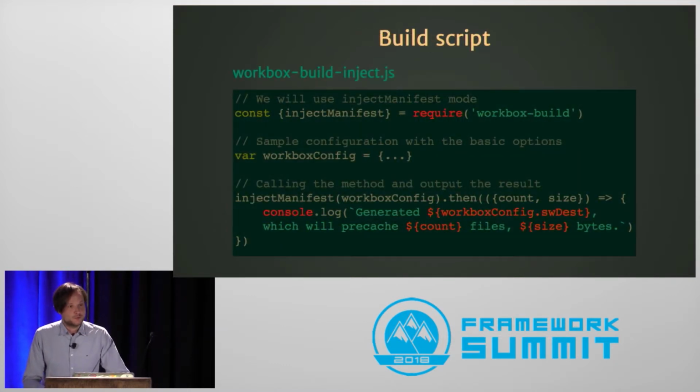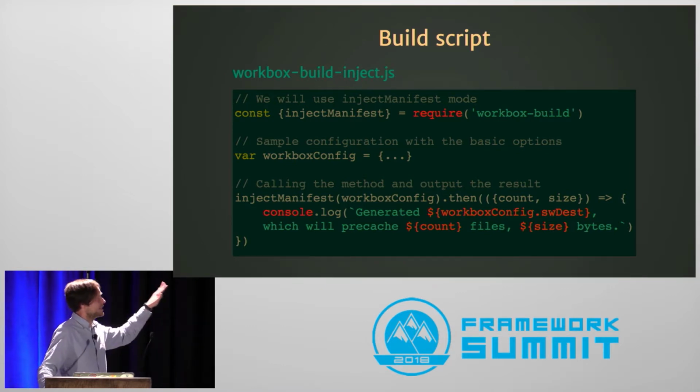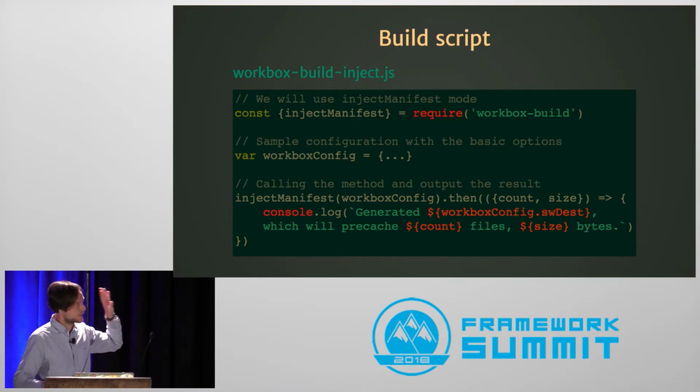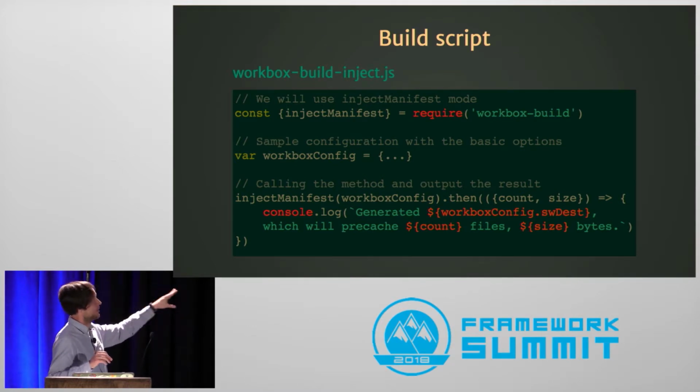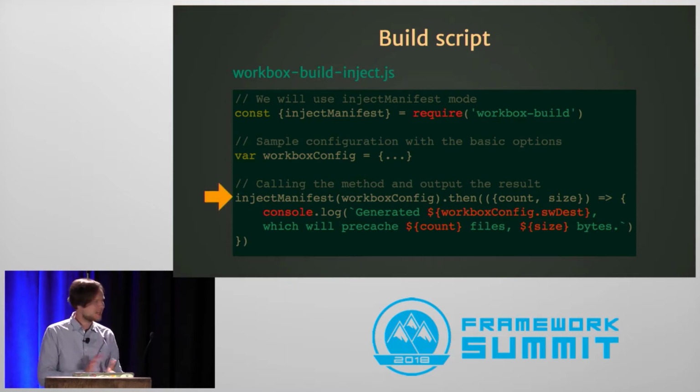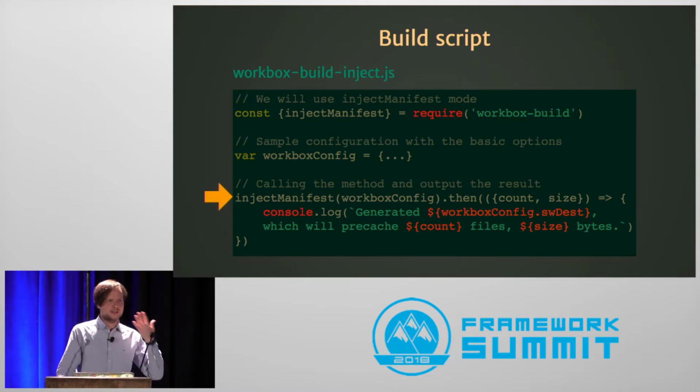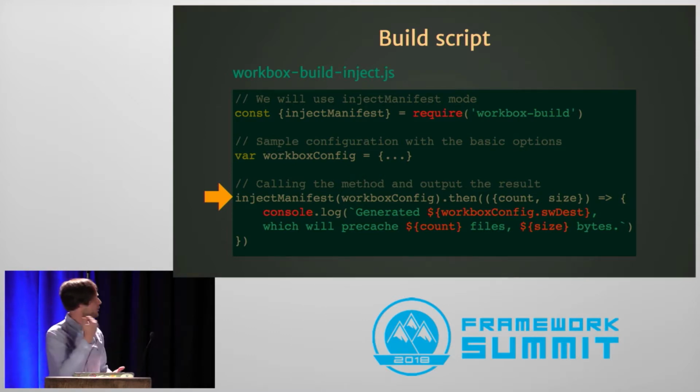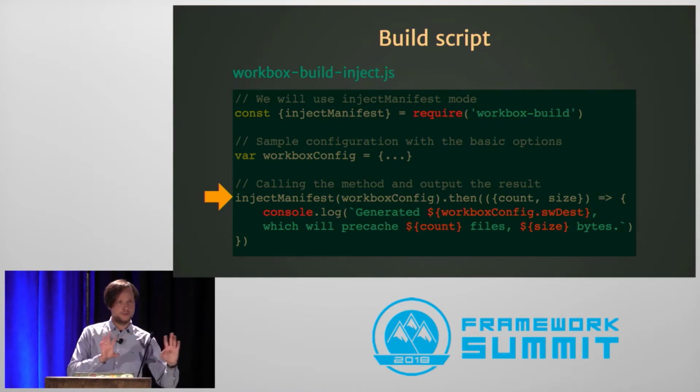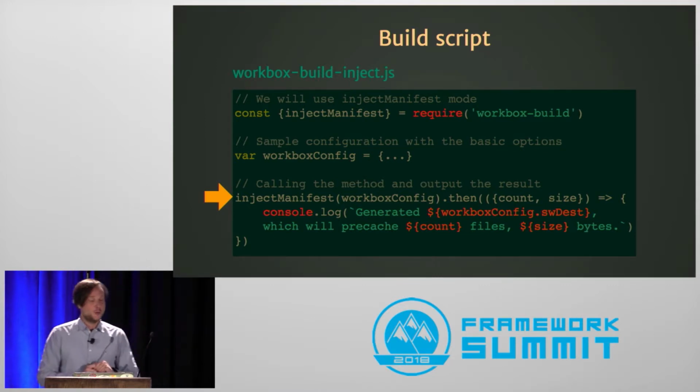Now, time for coding. Let's just go line by line. This is our service worker build script. We will use inject manifest mode from Workbox build; in a few moments, more about what it is. We'll provide some configuration, and after all, we'll call this inject manifest method. But wait a sec. What do we mean by manifest? What do we mean by injection? By manifest in that sense, again, don't be confused with web app manifest.